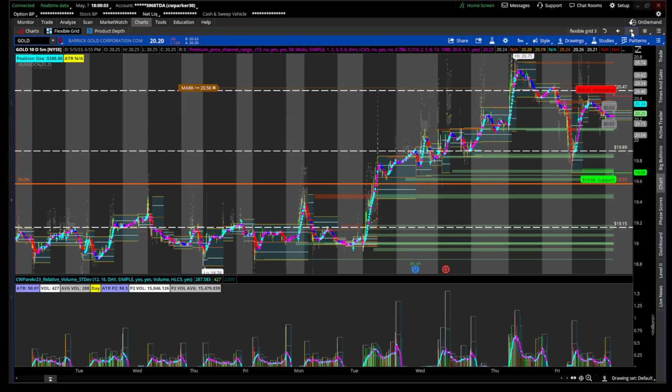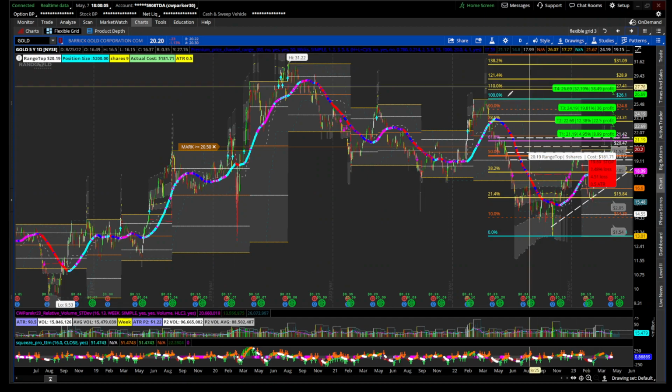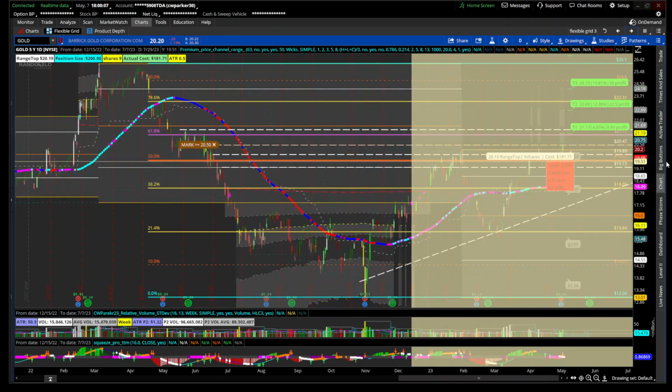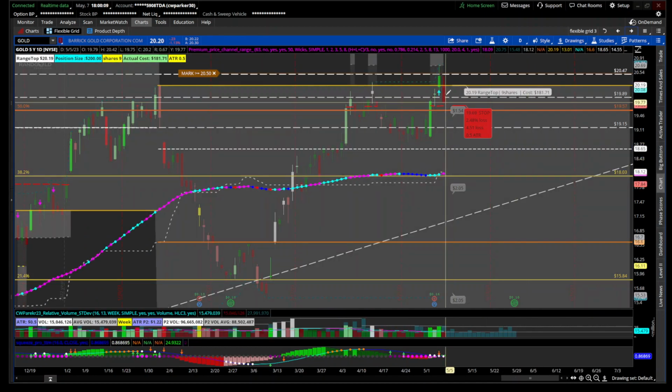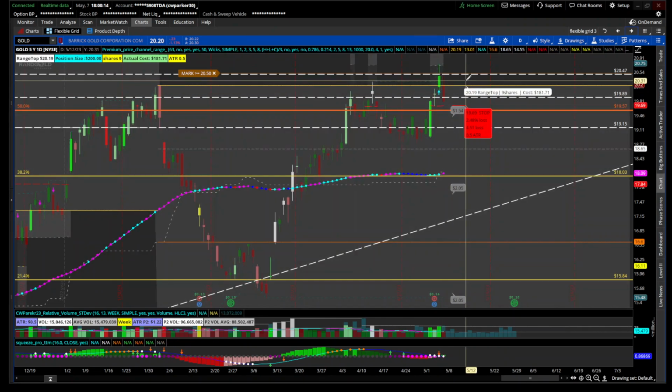And we can go look at this one on a daily as well. And this is what it is. So it's a daily breakout as well. That's nice. You can say it's coming back in, but for the most part, it's a breakout.